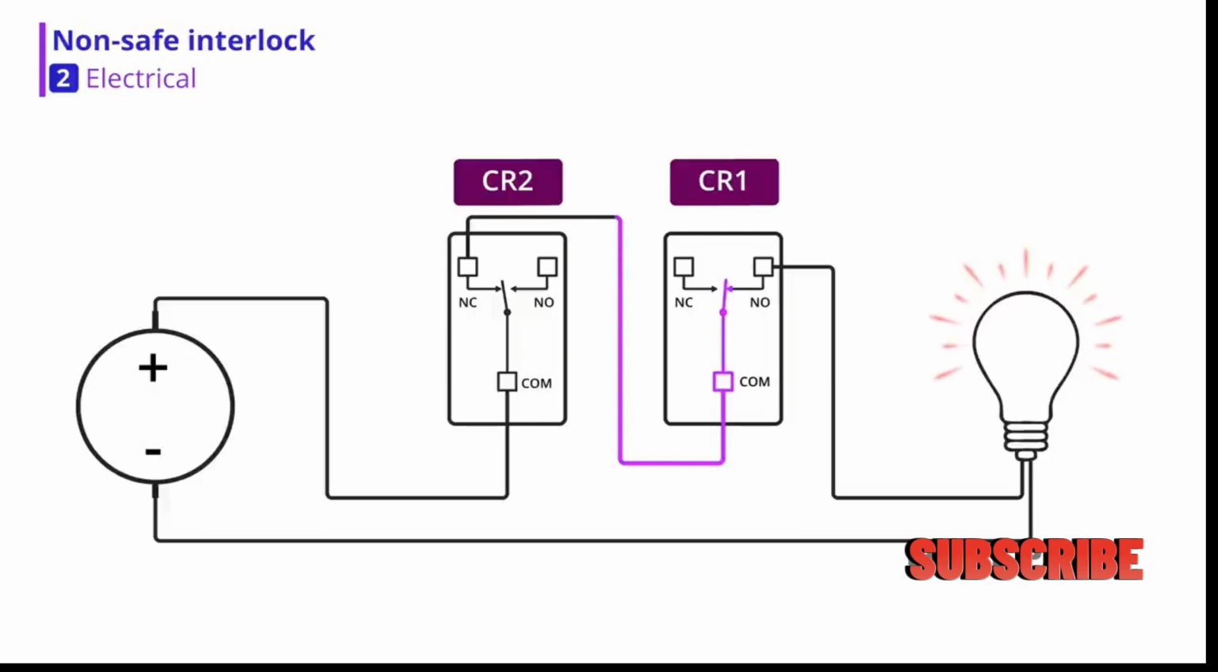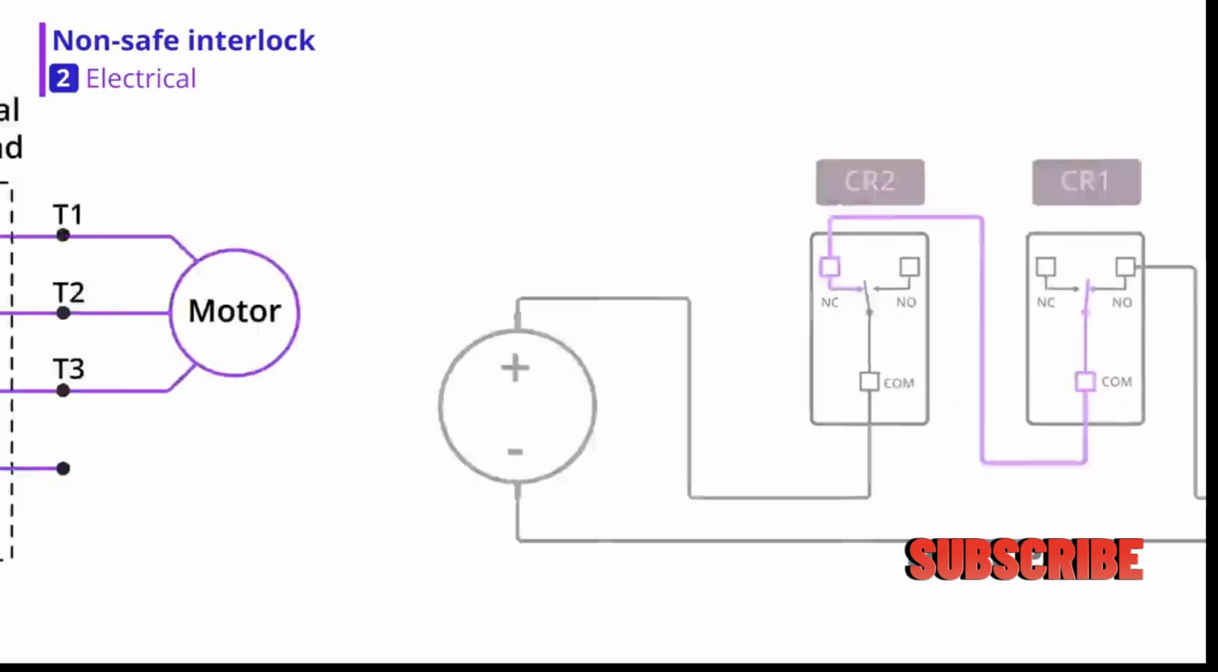You would wire the coil in series from CR1 into the normally closed contacts of CR2 to ensure that for CR1 to energize, CR2 must be de-energized. This type of interlock is often used when designing an electrical circuit or system.